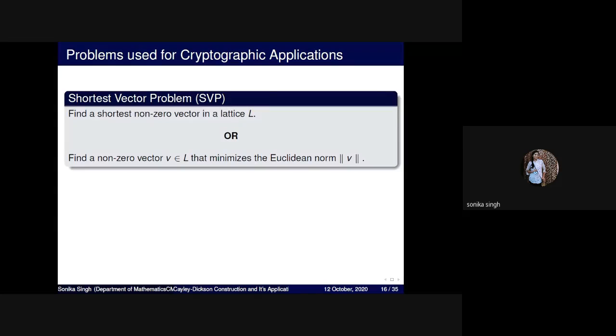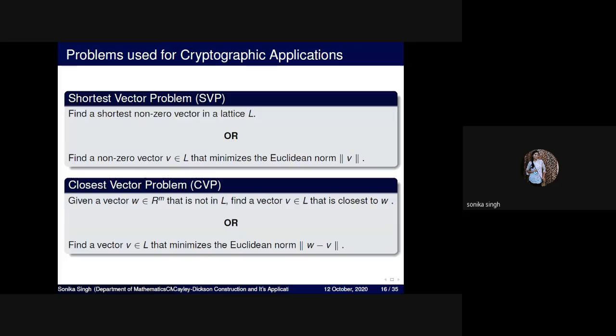The second problem is the closest vector problem. In this problem, we are given a lattice and a target vector, which is a non-lattice vector. We are to find a lattice vector that is closest to that target vector. And with the same logic as in the shortest vector problem, we can say that computationally it is very hard to get the closest lattice vector to the target vector. This is our closest vector problem.